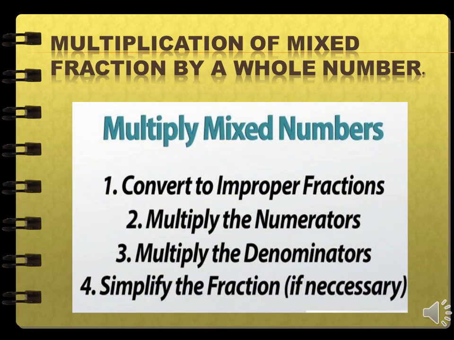Now we need to know how to multiply a mixed fraction by a whole number. So there are simple rules. Just convert a mixed number into an improper fraction. Multiply the numerators followed by the denominators and, if required, simplify the fraction. That means reduce the fraction into the lowest term.